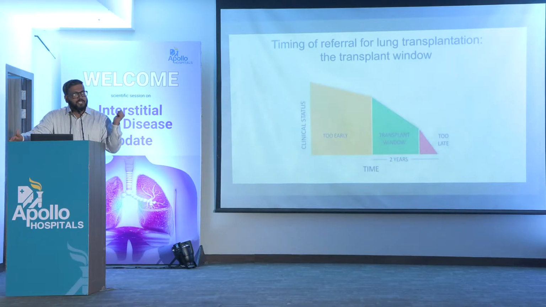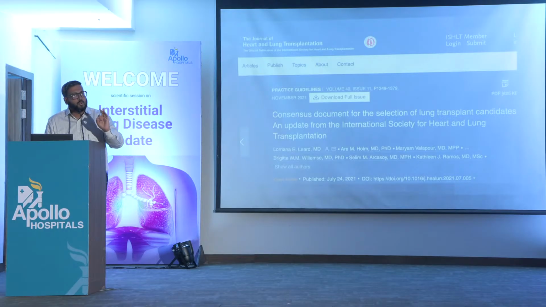Now, whenever I show this slide, everyone understands this, but they always tell me, Kapil, this diagram is very subjective, because my early can be your late, your early can be my late. So because of this, we have got numerous guidelines all over the world. This is the latest guideline published by the Journal of Heart and Lung Transplantation in 2021, which gives objective referral criteria of every single chronic disease.